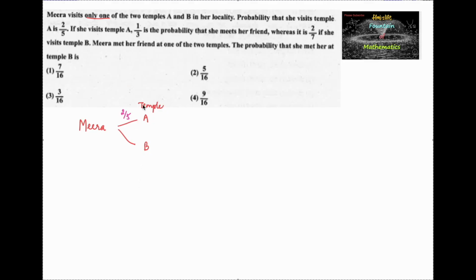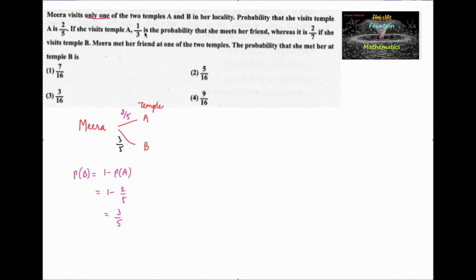And then we can say since she visits any one of the temples only, so we can write the probability of B. The probability of visiting the temple B is equal to 1 minus the probability of visiting the temple A, that is 1 minus 2 by 5, which is equal to 3 by 5. So here we can write 3 by 5 is the probability for visiting temple B.